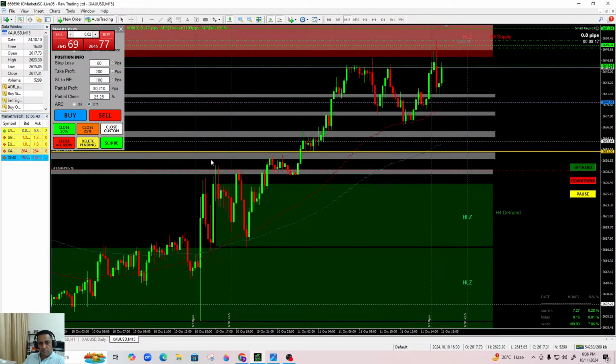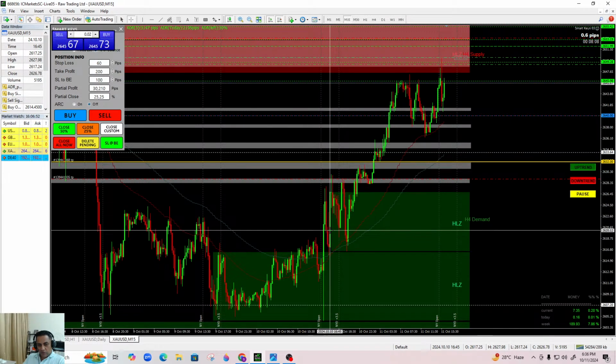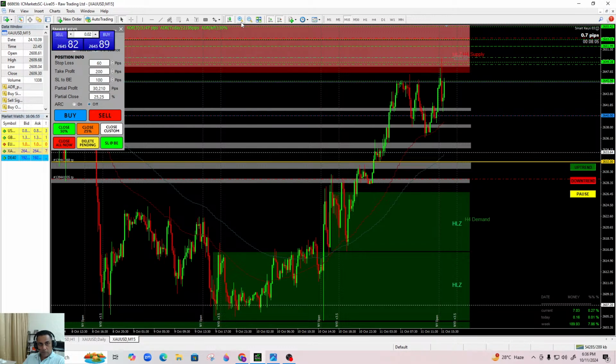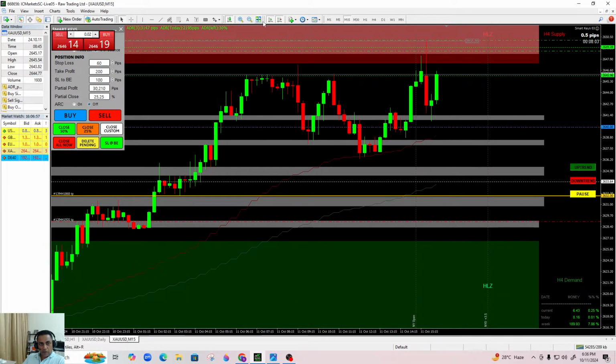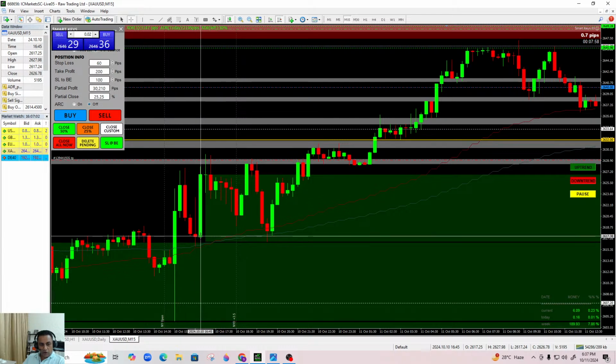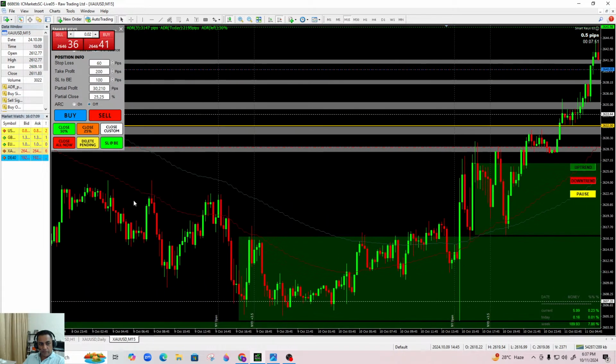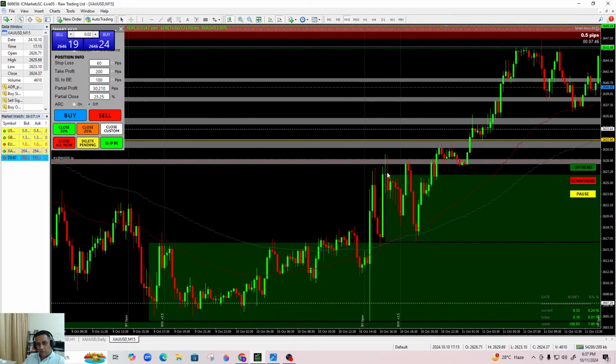Once price broke and closed above that supply, the H4 candle, this was the close of the H4 candle right here. This 15-minute candle was the close of the H4 candle, and it closed above the supply to the left. That supply right there, there was H4 supply there. Once that happened, I just need to look for the pullback to take the trade.